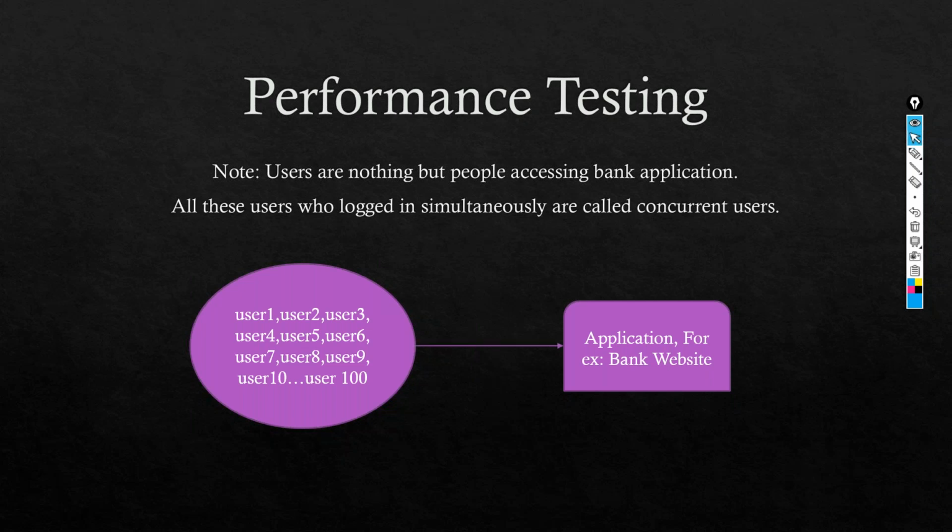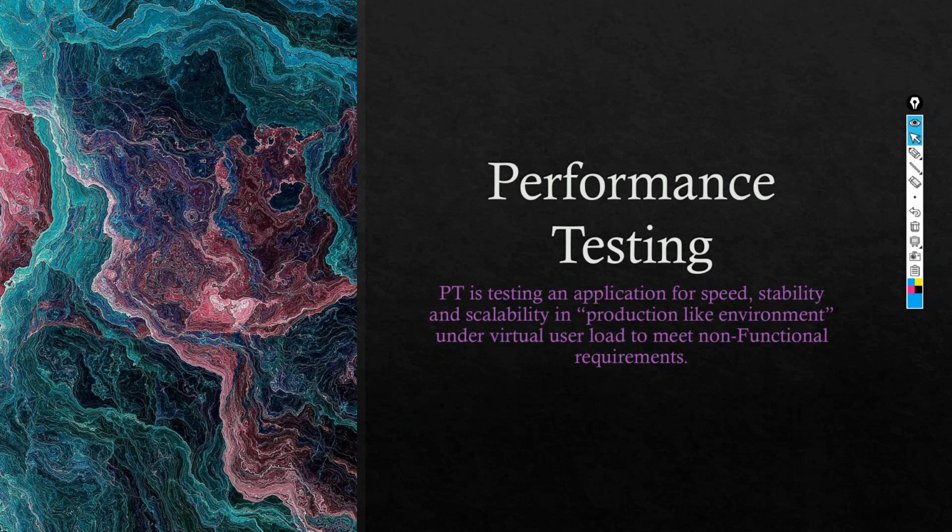Okay, so now whatever we have understood about performance testing is in a generic way, but there is some textbook kind of definition which we have to see. Even if you attend any interview, no one is going to ask you this textbook definition, but however, we have to understand some of the terms from this particular definition, which will help us in understanding the overall performance testing concept clearly. Okay, so if you see this particular definition, performance testing is testing an application for speed, stability, and scalability in production-like environment under virtual user load to meet non-functional requirements.